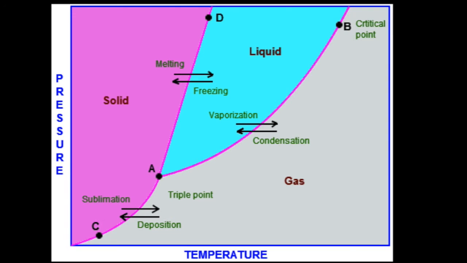Here we have a generic phase change chart that shows the phase changes for each of the states of matter. It also shows you the triple point and the critical point, as well as the changes in pressure versus the changes in temperature and how that affects each of the states of matter. We will go in a little more depth on this in a later unit.